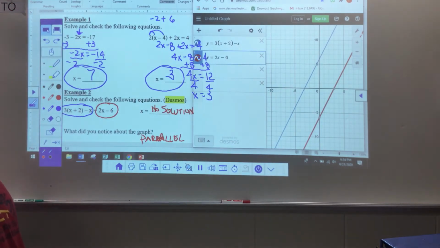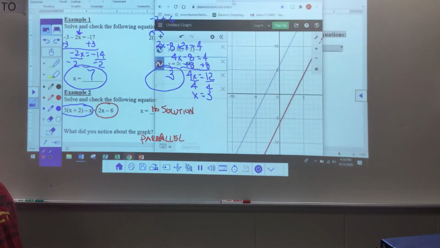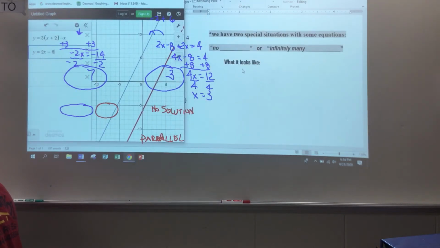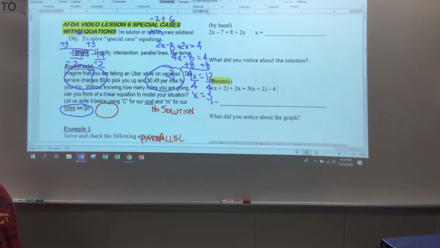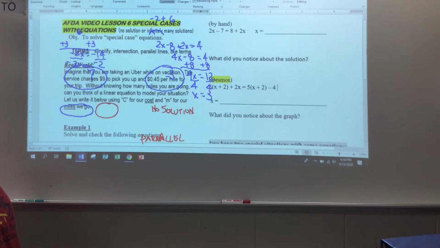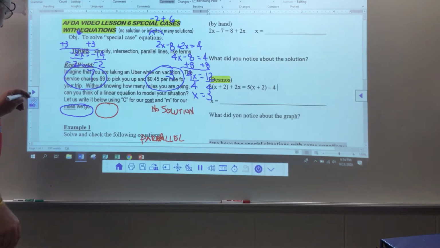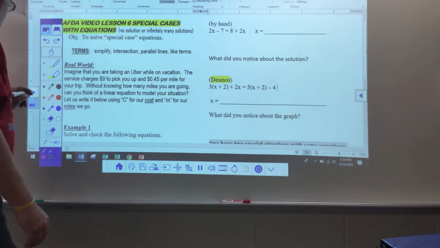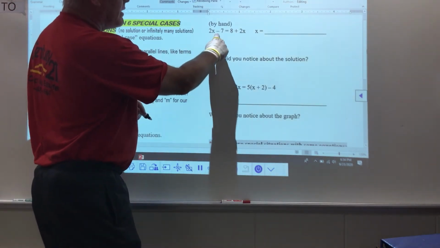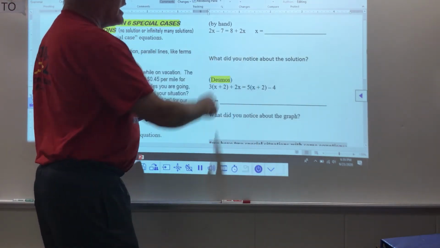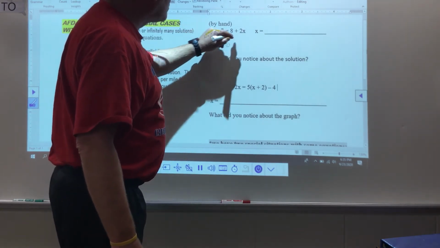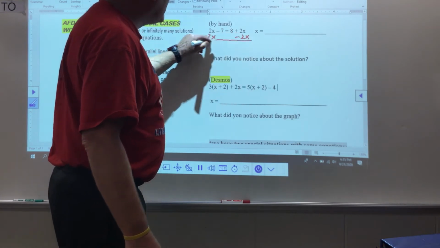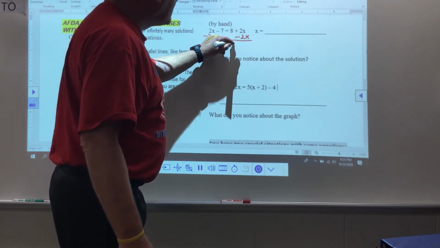All right, let's move this out of the way and go over here on the upper right of our notes. All right, let's solve this next one by hand up here. Here we go. It has 2x minus 7 is equal to 8 plus 2x. I'm going to pick on the little guy. We learned that lesson, right? I'm going to go ahead and subtract 2x from both sides. Clean that up. I got negative 7 is equal to 8.